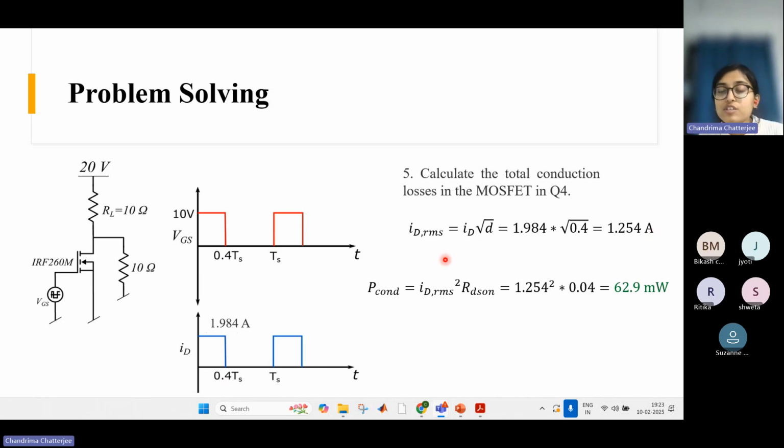And we already saw the RDS on was 0.04 ohm. So the conduction loss is ID RMS squared times RDS on, which is 62.9 milliwatt. This is the conduction loss that is happening in the MOSFET. And earlier we also calculated the switching loss of the MOSFET. So if you add all these losses, you can get the total loss occurring in the MOSFET.